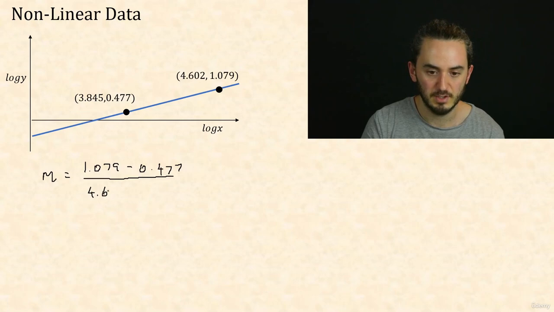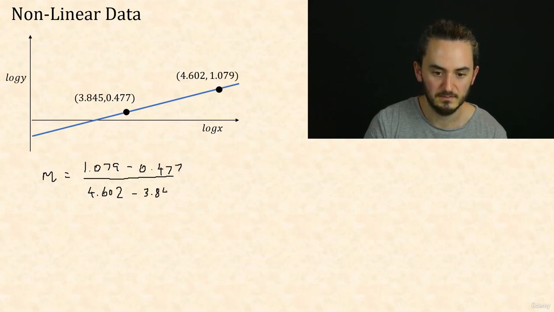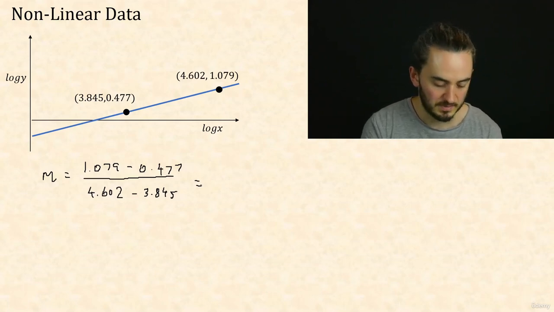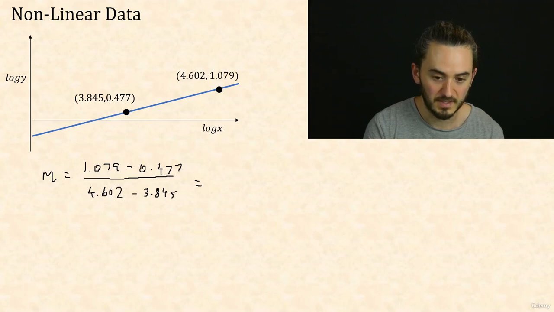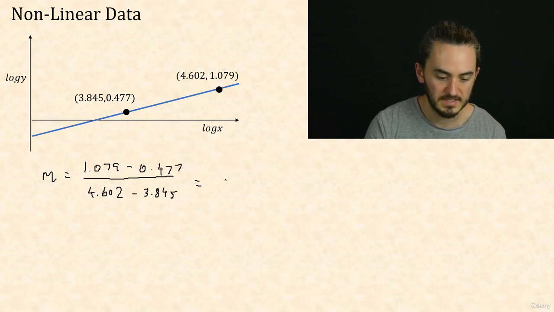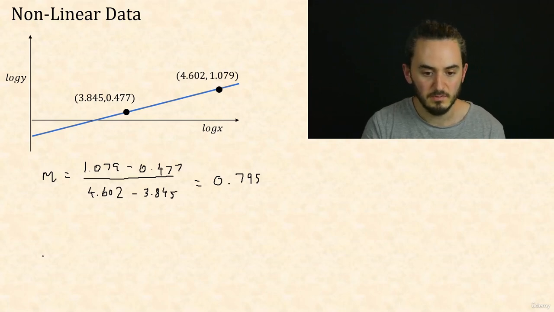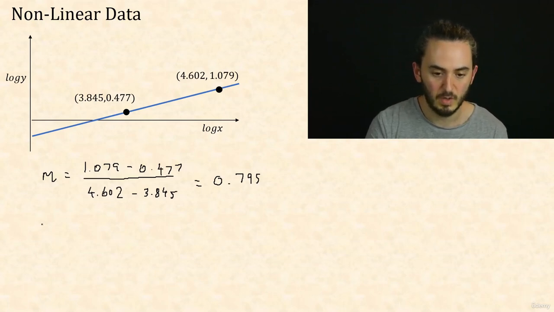Divided by the change in log x, 4.602 minus 3.845. It's a bit of a mess, but that is what the real world is like. You get these messy equations sometimes. So we get a gradient of 0.795.